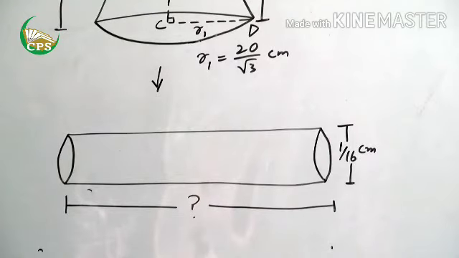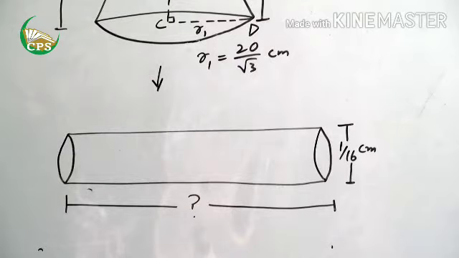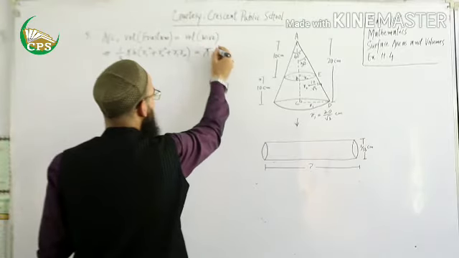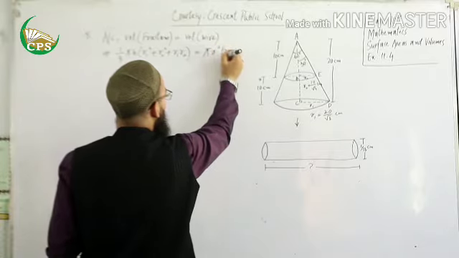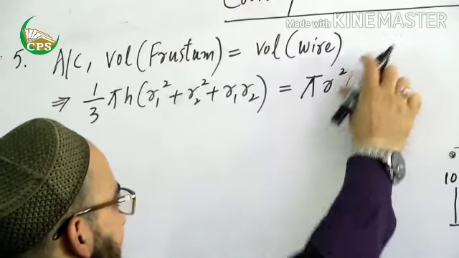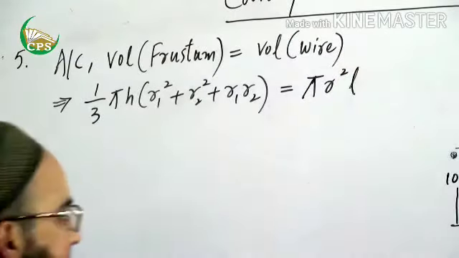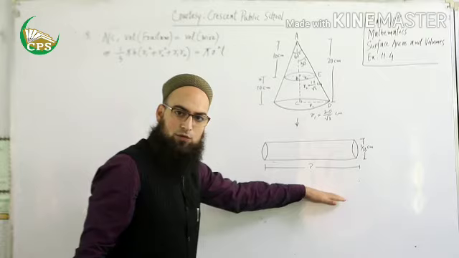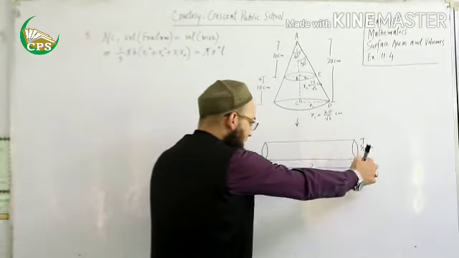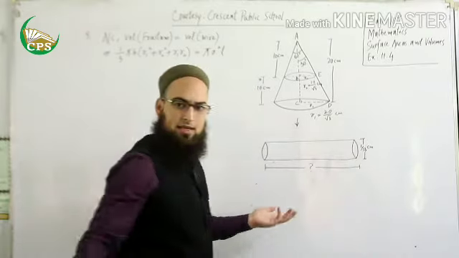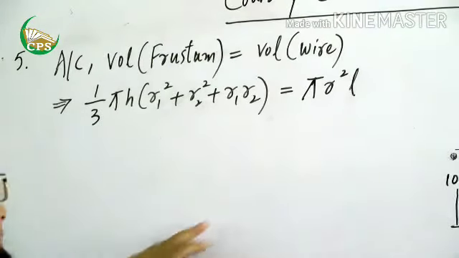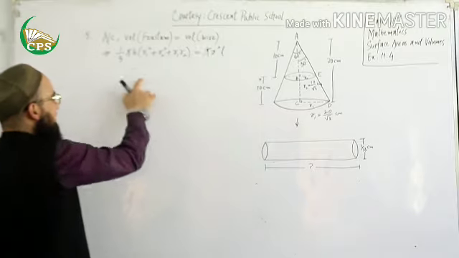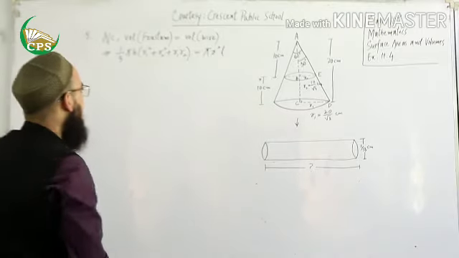Since the shape of a wire is cylindrical, the volume of wire is the volume of a cylinder. That is equal to pi r square h, or I can say pi r square L, because the height of this cylinder is the length of the wire. Height of this cylinder is the same as the length of the wire. So instead of h, I am writing L in order to distinguish it from the height of the frustum.